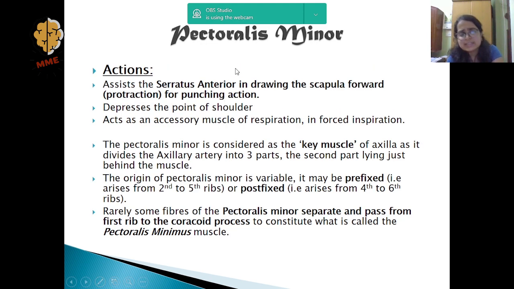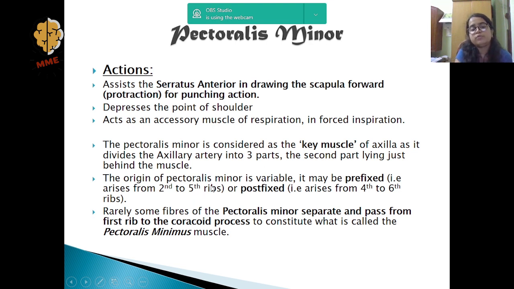Actions. As I said, serratus anterior is a very important muscle. I'm going to talk about that later on in my class. So the pectoralis minor muscle assists the serratus anterior in drawing the scapula forward for the punching action. Okay, punching action. In this action the scapula gets rotated in front. This is called protraction of the scapula. The other two minor functions: it depresses the point of the shoulder inferiorly like this, and it acts as an accessory muscle of respiration in forced inspiration.